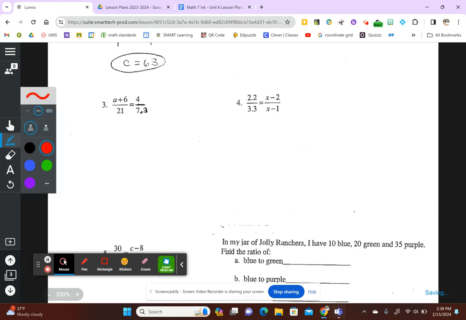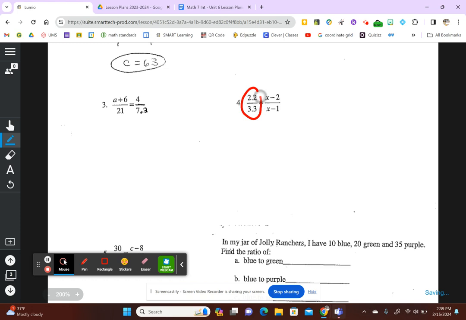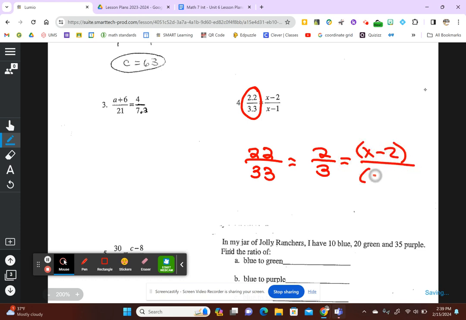Now for this next one, before I even deal with these decimals, what can I do? I'll tell you what I can do. I can change 2.2 over 3.3 to 22 over 33, which I'm then going to change to divide by 11, 2 thirds. So I'm rewriting this whole thing to make it easier for me. And then I'm putting these expressions in parentheses because I want to make sure that when I multiply, I include the parentheses.